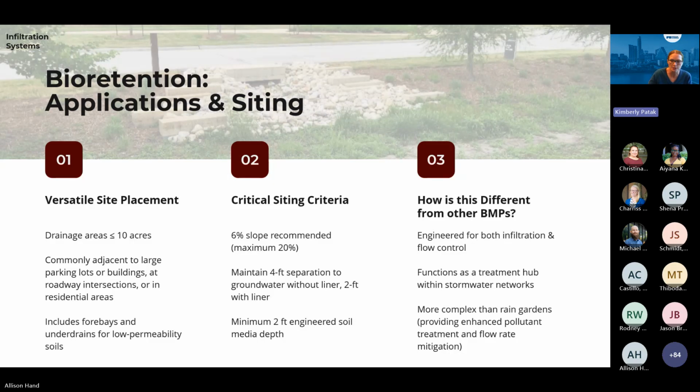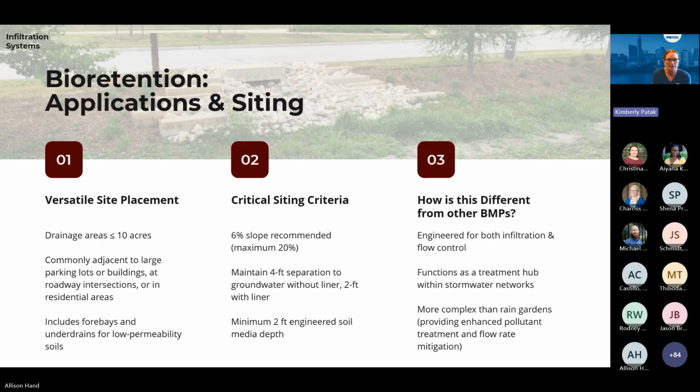But because their purpose is for water quality, it's important to maintain shallow sloped basins to settle out that runoff as it moves along. So if you have too steep of a basin, then your water is just going to pipe right through and it's just going to bypass the ability to settle out those pollutants. So it's important to meet the slope requirements that are outlined in the design set.